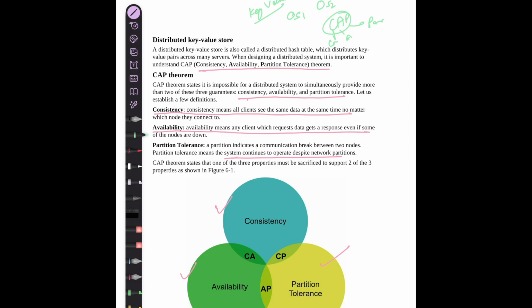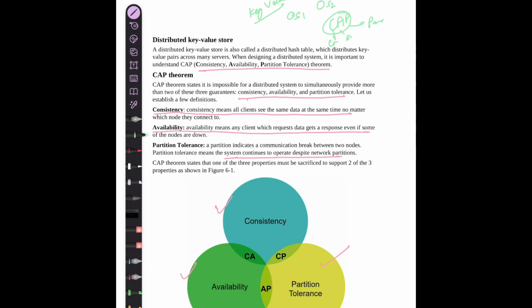So consistency is that every server has the same data, as in at a particular time you query server 1, server 2 or server 3, you will see the same data. As in if you query what the name is, everyone will return John. It isn't that someone will return John and another one will return Prisha.